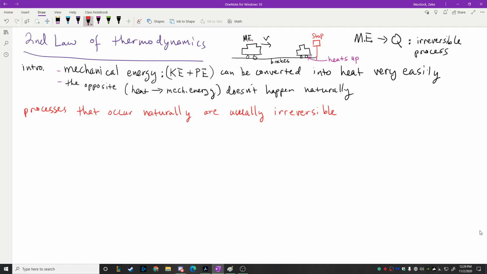Okay, so processes that occur naturally are usually irreversible. Okay, an example of a natural process that's really simple would be the flow of heat from a hot body to a cold body.